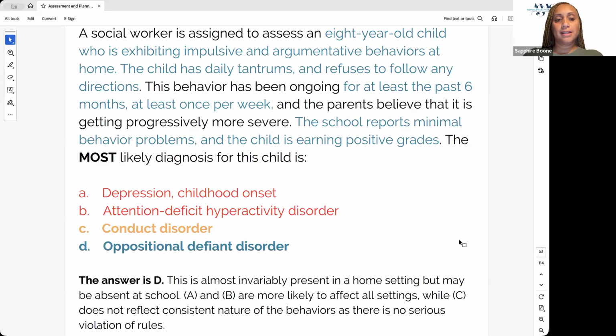Perfect. The answer is D. Let's see how we did. Yeah, we did good. We did good. It's not C, conduct disorder, because remember, conduct disorder is going to be more severe.